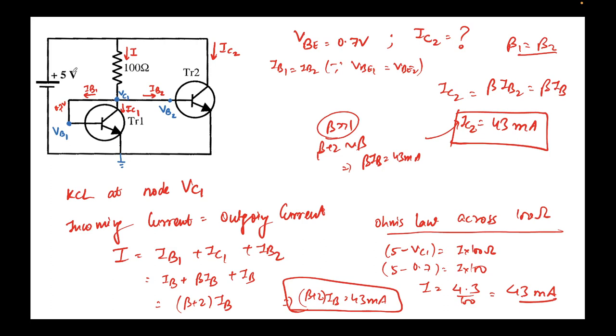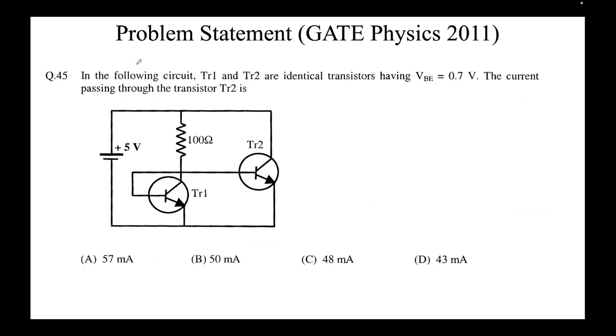But for this problem, we saw that the current through these two transistors will be the same because this is a mirroring circuit, usually called the current mirror. And the current usually depends only on the voltage supply and the biasing resistor. So what we had obtained was that IC2 was 43 milliamps, which is option D that we can see over there. Right. So that's it for this problem. I'll again pause for a bit. If there are any doubts or any clarifications that you have, please feel free to ask.